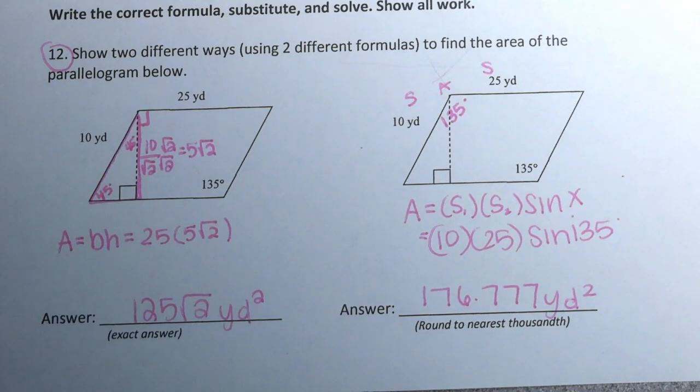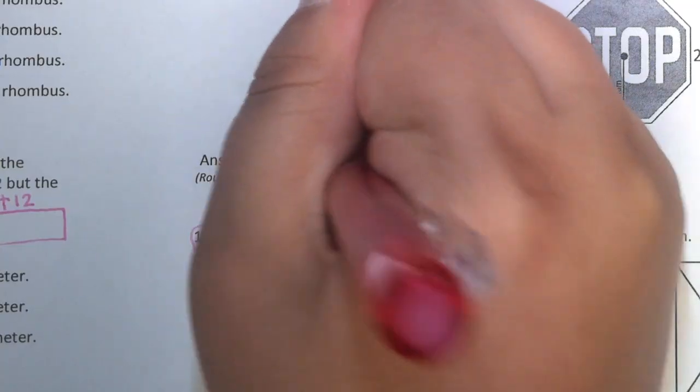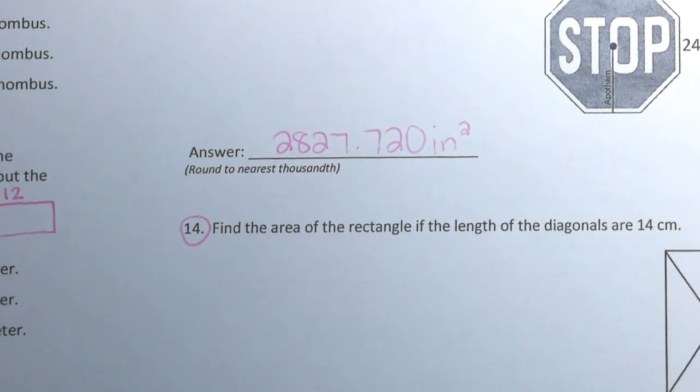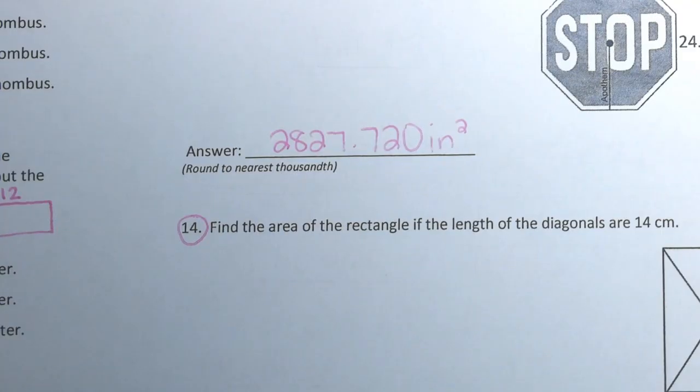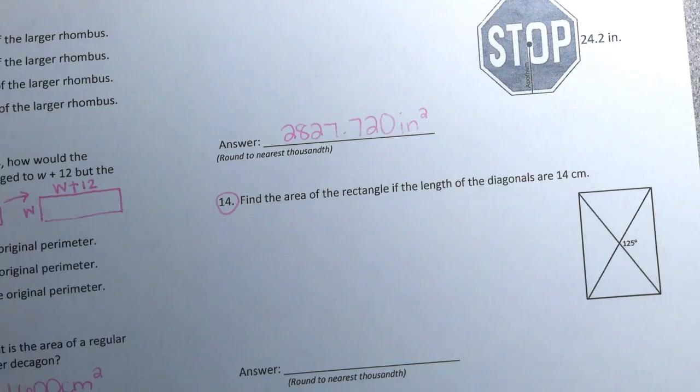All right. Last one I'm going to go over. Real quick, the answer to this one is 2,827.720. Look at Schoology if you need help with that. Oh, by the way, in Schoology, this review is in completed notes.